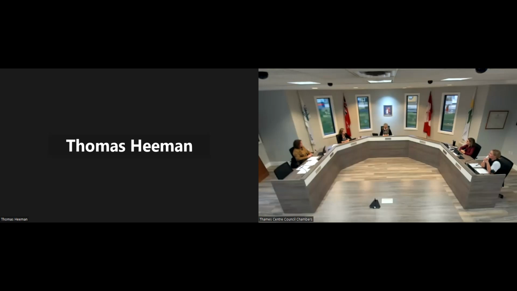Okay, then if that's the case, can we have someone to move the motion and a seconder? Councillor Heeman and Councillor Lockie. All in favor? All right, that motion is carried. Thank you very much. All right, we'll move on to item 8.2.